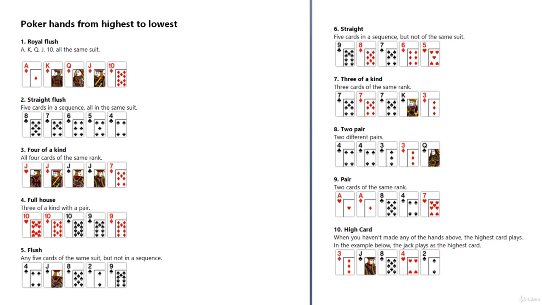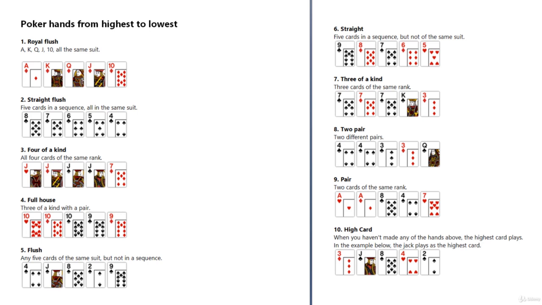The fourth best hand is a full house, and that is 3 of a kind plus a pair. So this example is 3 tens plus a pair of nines. The fifth best hand you can make is a flush. So that's any 5 cards of the same suit. They don't have to be in sequence. They just need to be all 5 of the same suit. So they need to be spades, clubs, diamonds, or hearts.